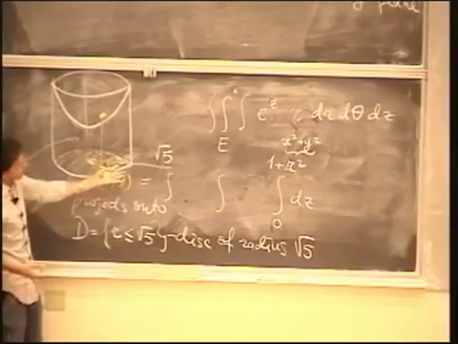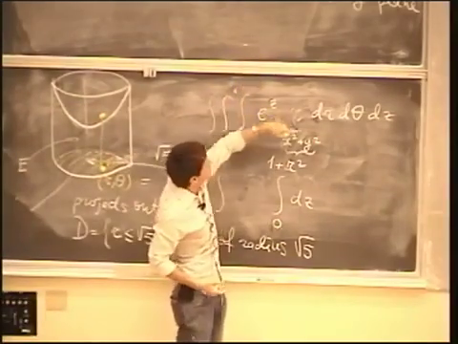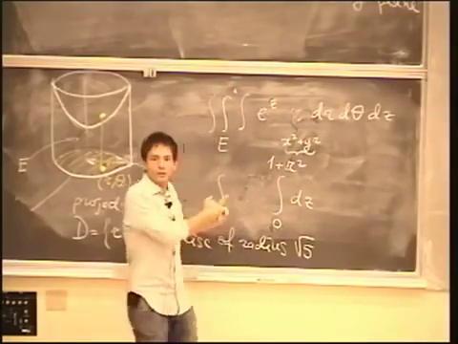As I explained, the bottom is on the xy plane, so z is equal to 0 at the bottom, and at the top, we have to look at the equation of the paraboloid. It's 1 plus x squared plus y squared, which, because we are working in cylindrical coordinates, will be written as 1 plus r squared. Okay? Let me finish the integral and you ask me if you have more questions.